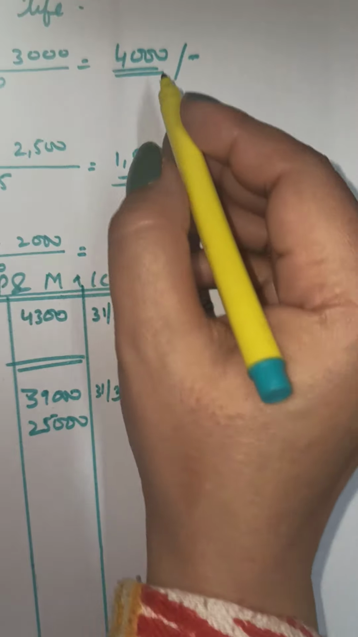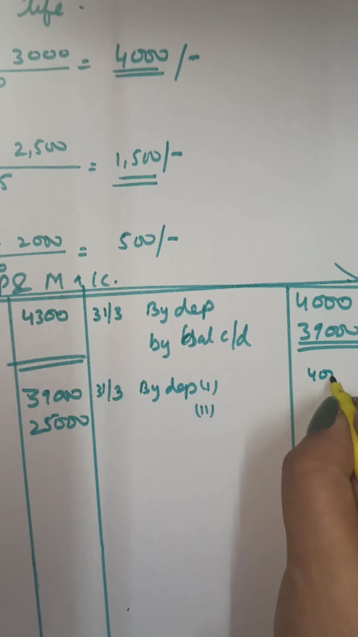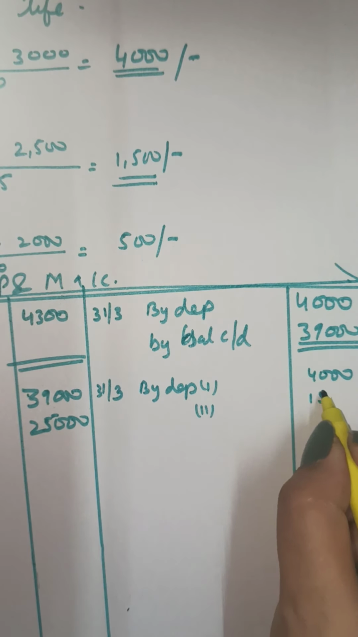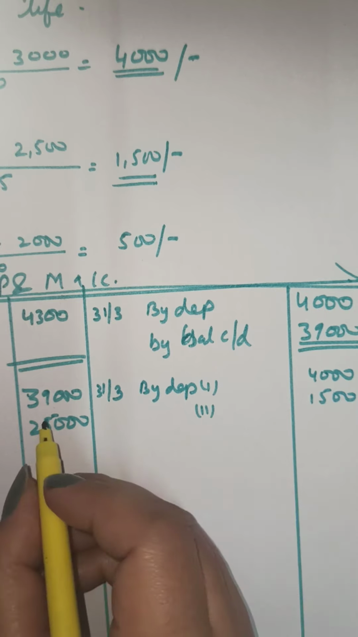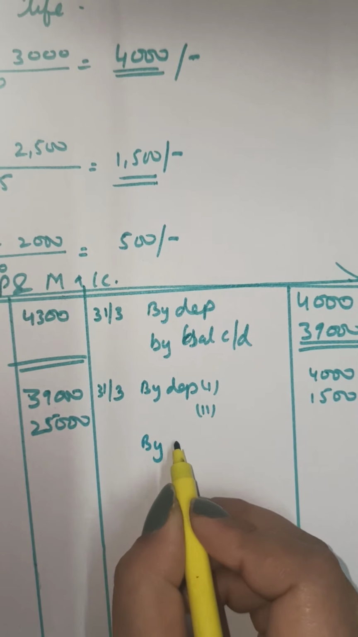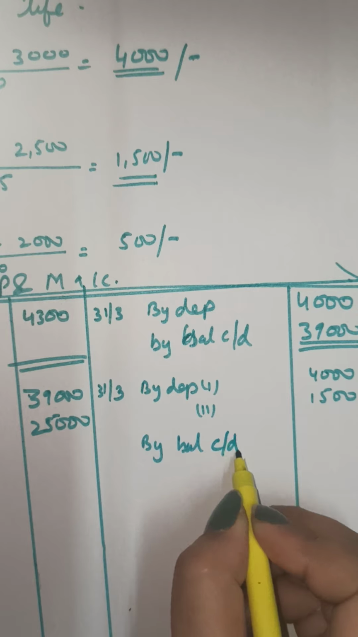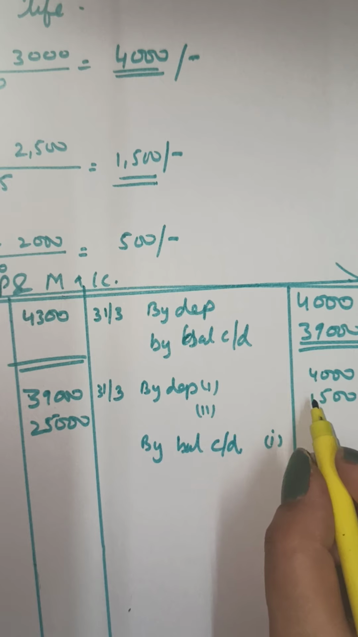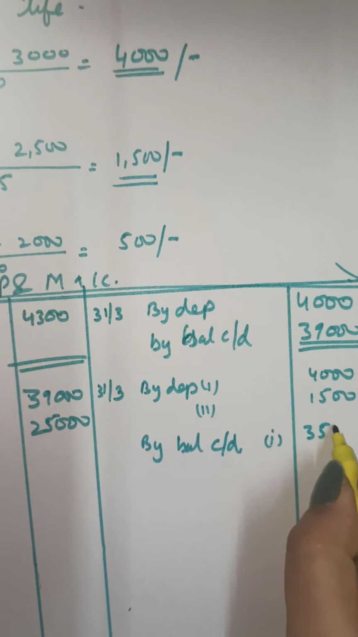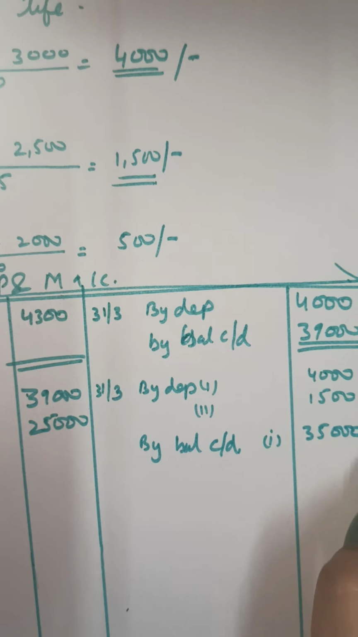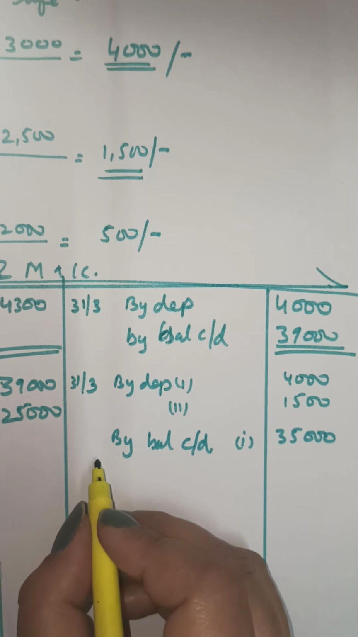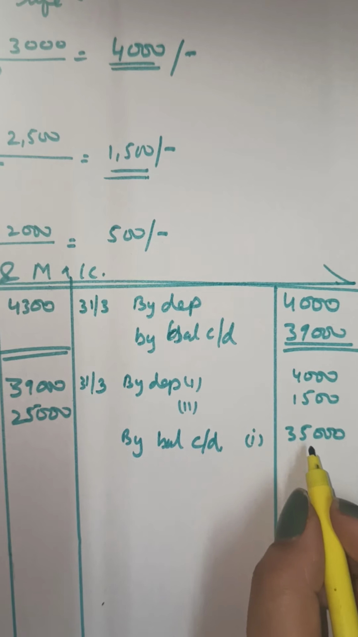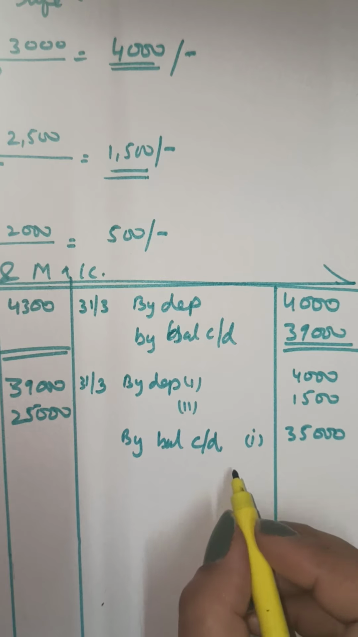Depreciation 1 is rupees 4,000 every year, and depreciation 2 is rupees 1,500. That is the depreciation. Now the balance: by balance carried down, 39,000 minus 4,000, you will write 35,000. The balance carried down for asset number 1 is 35,000. For asset number 2, 25,000 minus 1,500, that is rupees 23,500.